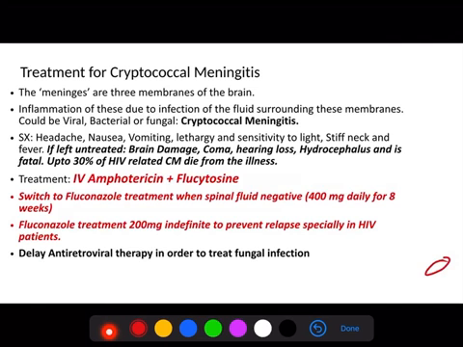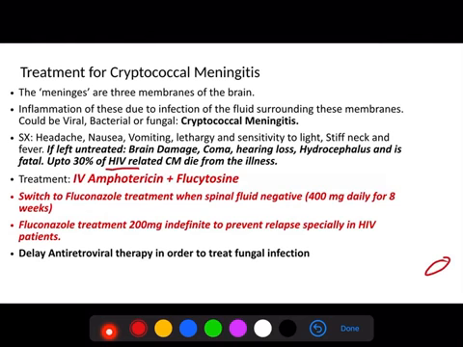The symptoms of cryptococcal meningitis include headache, nausea, vomiting, lethargy, and sensitivity to light. Some other symptoms include stiff neck and fever. It is important to diagnose because, if left untreated, it can result in brain damage, coma, hearing loss, hydrocephalus, and is fatal. Up to 30% of HIV-related Cryptococcus meningitis die from the illness. So we understand two different things from this: that Cryptococcus meningitis is a fatal disease and that it affects more people who are immunocompromised, such as people with HIV/AIDS.